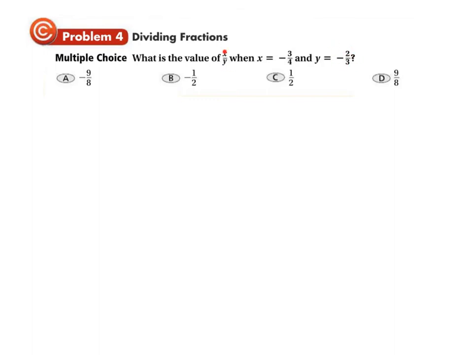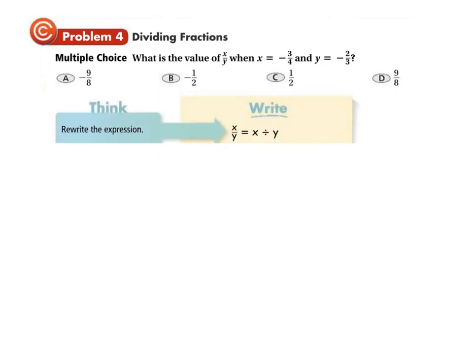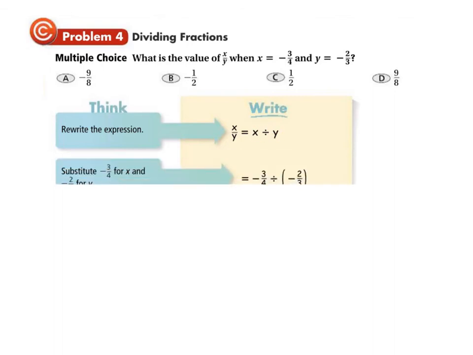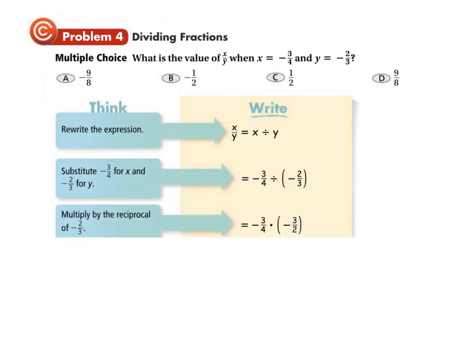Well, when you have x over y, what you're saying is division, right? That number divided by that number. So what you get here is, and this will say, rewrite the expression as, instead of x over y, you're doing x divided by y like this, and then plug in those numbers. X is negative 3/4, y is negative 2/3. So there you have it written like that. And then this is what we're going to do. We're going to turn this into a multiplication problem by taking the reciprocal of this.